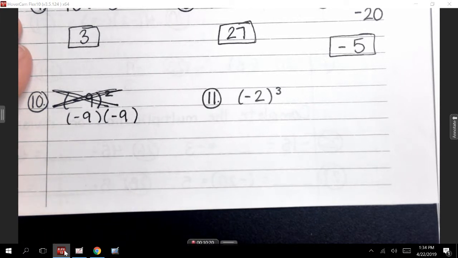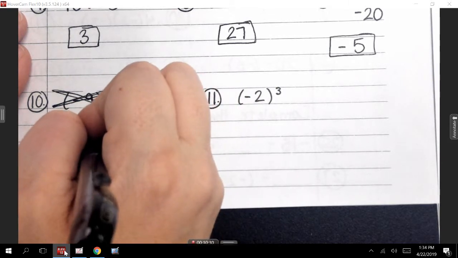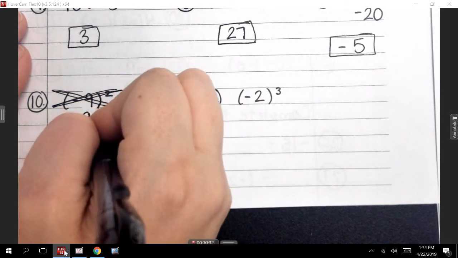Are these the same sign, or are they different signs, Morelli? They're the same sign. So, Morelli, what type of answer will I get? A positive and what number? 9 times 9 is?